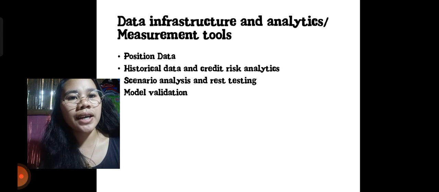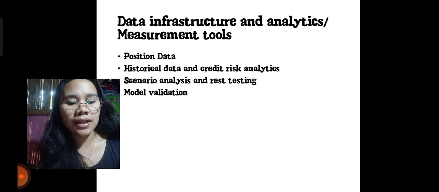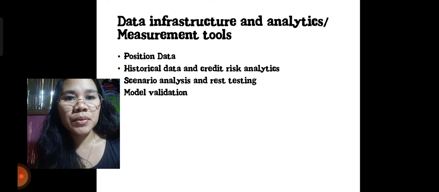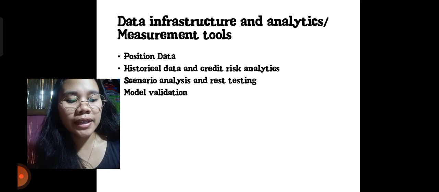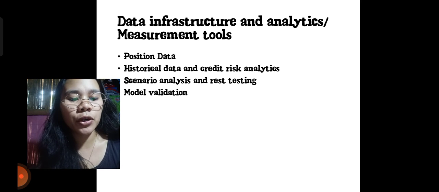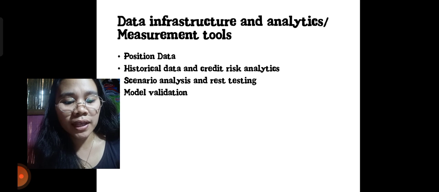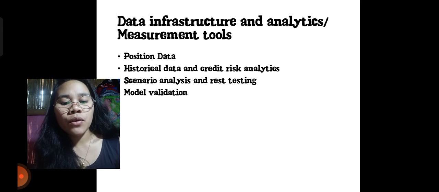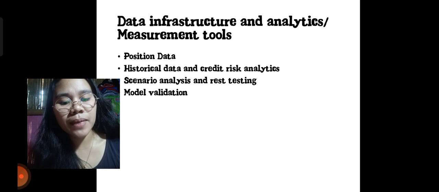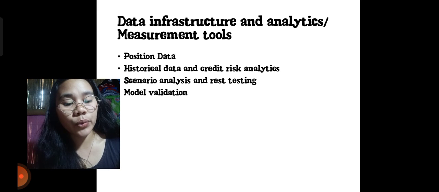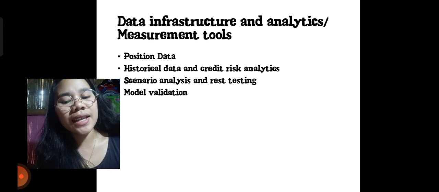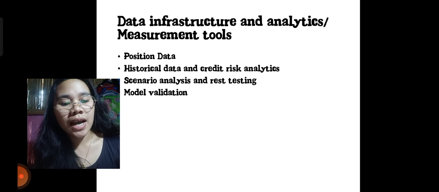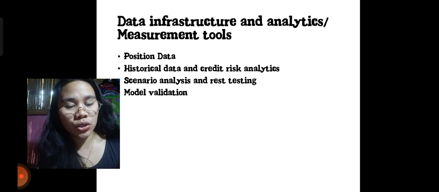Next is historical data and credit risk analytics. Historical data is risk data, a defined set of information in any format in digital form that is used by an organization for diverse risk management and other business processes. The credit risk analytics is a form of analysis performed by a credit analyst to determine a borrower's ability to meet their debt obligation.